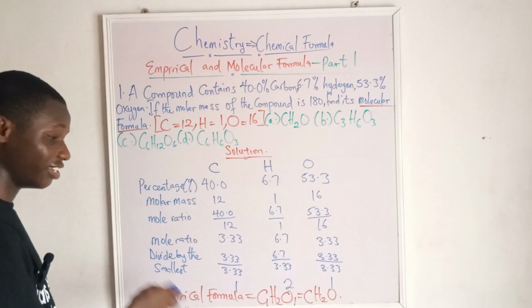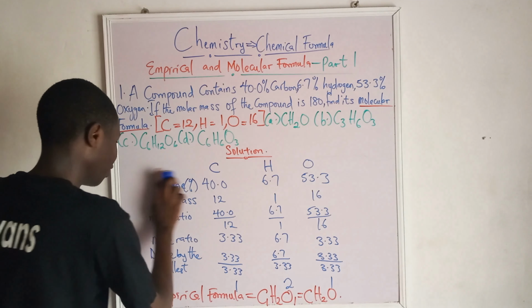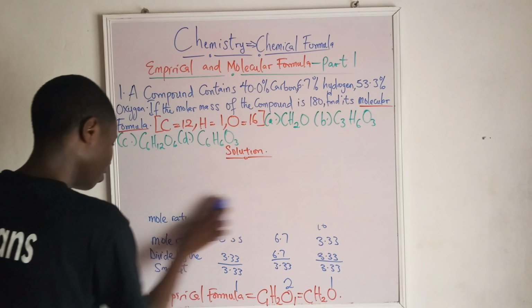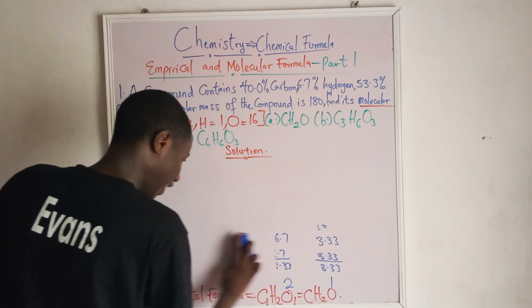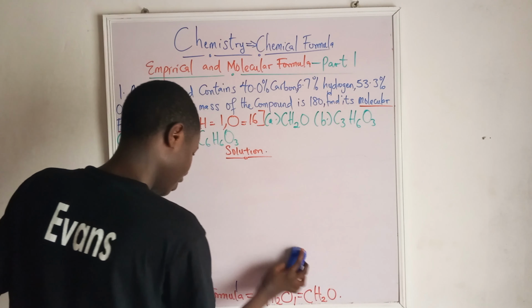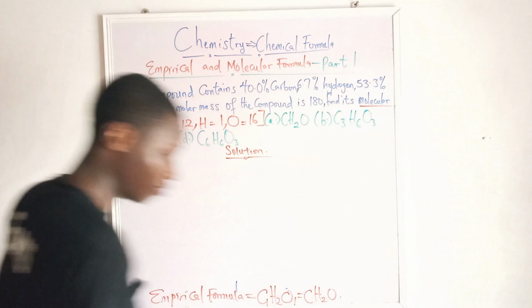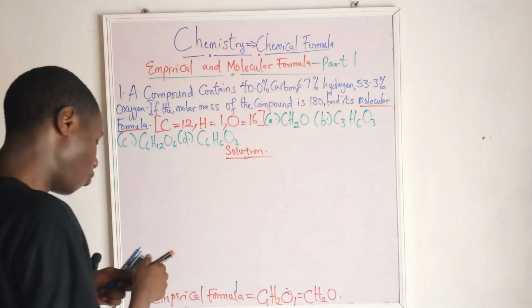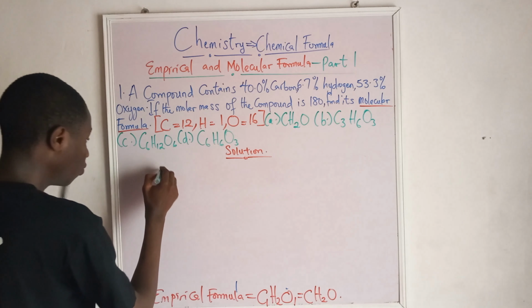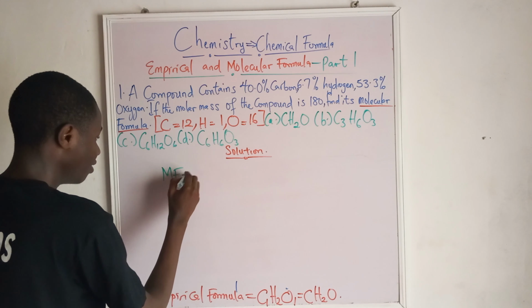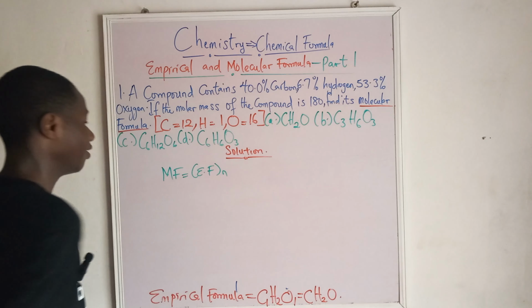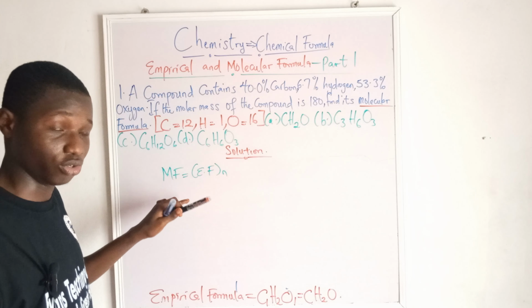So make sure you have written this while watching the video. So let me rub it and let's do the molecular formula. I hope you understand the way we did it. So don't be confused with it. So now let's do the molecular formula. This is how you do your molecular formula. Molecular formula is empirical formula times n. I'm going to explain the reason why it is like this.